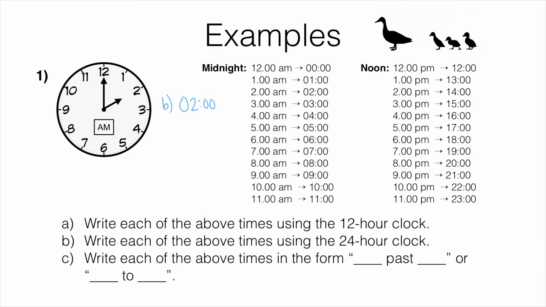Finally, on question 1, for part C, to write it in this form, well, it would be a bit weird to call this 0 minutes past 2, but that's what this is. We are 0 minutes past 2 o'clock. So the most common or sensible way to write this would simply be 2 o'clock.